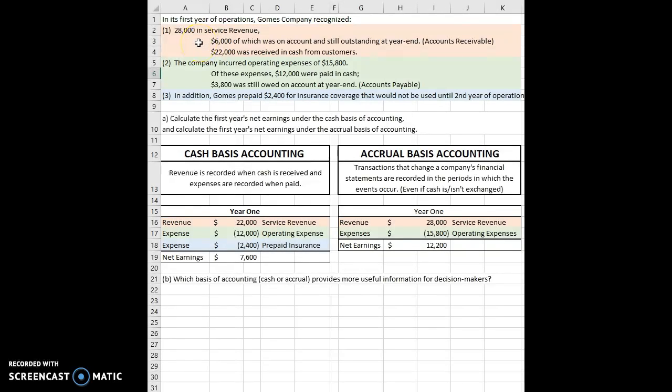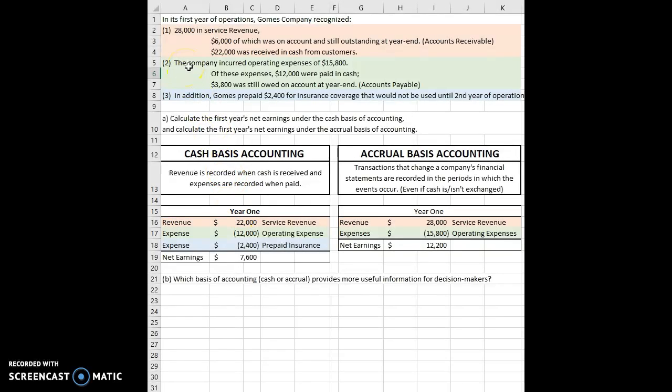So the first section we have is revenue. We had $28,000 in revenue. If you take that, subtract 6, which we did not receive because we did not receive the cash for the 6, we're left with $22,000 in cash, which is what we are going to put under our revenue for our first year of our cash basis accounting.